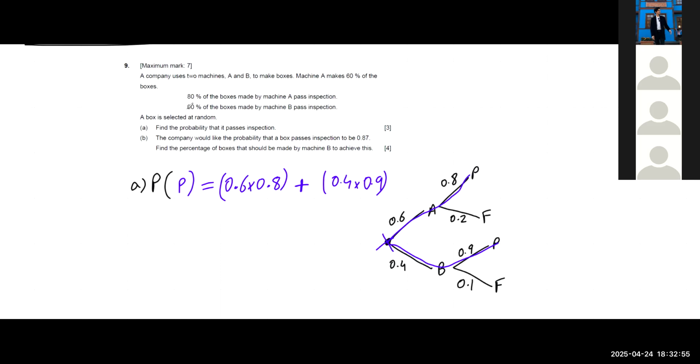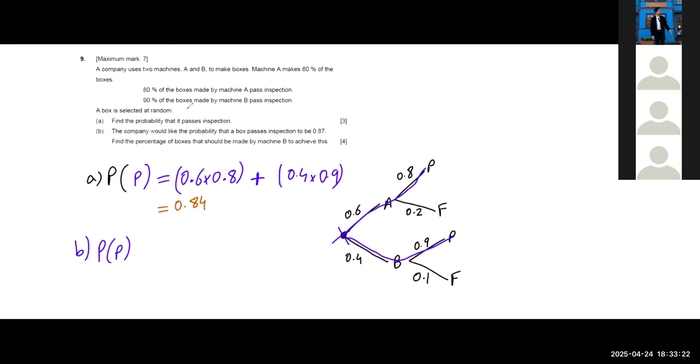Yeah. Perfect. Let's look at part B. That looks more fun. So the company wants the probability that a box passes to be 0.87. Let's first find out what it actually is right now. 0.6 times 0.8 plus 0.4 times 0.9, that is 0.84. Perfect. We want it to be a bit higher. We want it to be 0.87. However, what is the thing we can change?